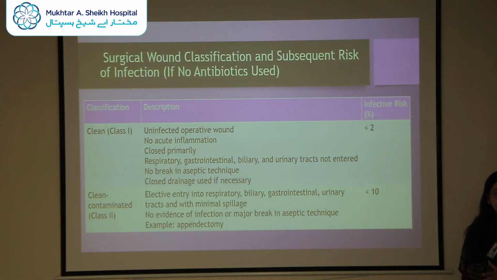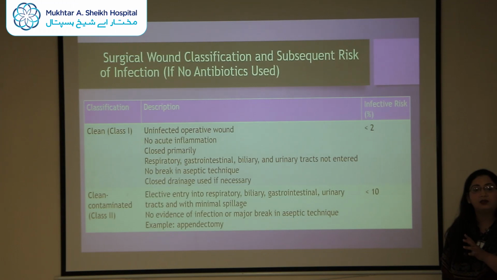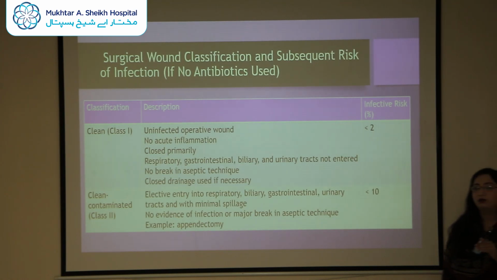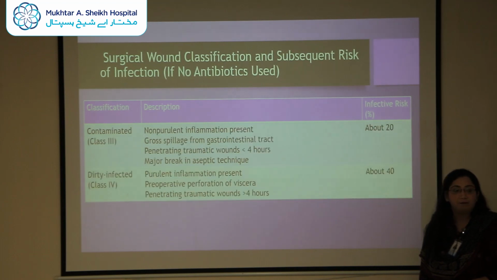So again pretty basic, there are four types of wounds: class 1 or clean and class 2 clean contaminated. These are the two categories that we usually include in surveillance of SSI. So in clean cases, respiratory, gastrointestinal, biliary and urinary tracts are not entered, and there is no acute inflammation. These are closed primarily. So for example, any lumps and bumps, breast surgeries, vascular surgeries, cardiothoracic surgeries. Clean contaminated cases include elective entry into these areas, that is respiratory, biliary, GI tract, urinary tracts with minimal spillage, for example appendectomy.